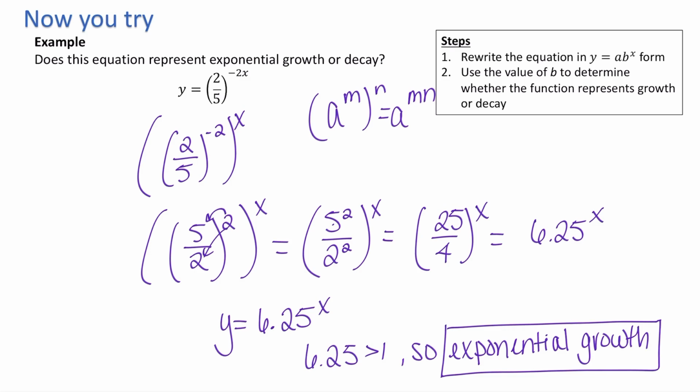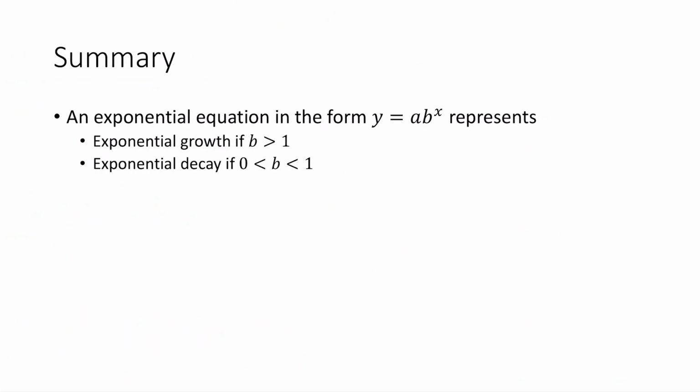So that's 25 over 4 to the x. 25 over 4 is 6.25. So the correct form of this function, when it's in y equals ab to the x form, is y equals 6.25 to the x. 6.25 is greater than 1, so we have exponential growth. So in summary, remember that an exponential equation in the form y equals ab to the x represents exponential growth if b is bigger than 1. It represents exponential decay if b is between 0 and 1.